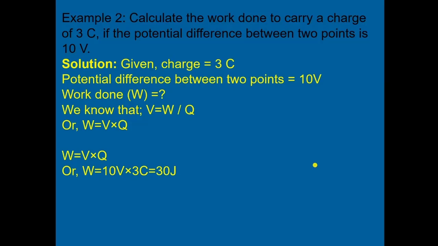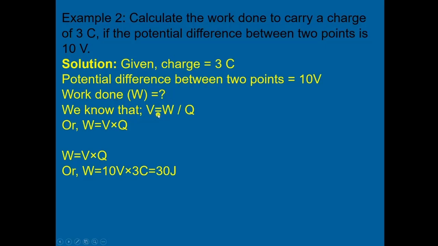Another example is to calculate the work done to carry a charge of 3 coulomb if potential difference between 2 points is 10 volt. Solution is that we have been given the charge that is 3 coulomb and potential difference between 2 points is 10 volt. Work done is to be calculated.